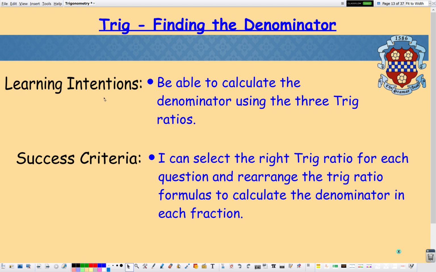Okay, so we're going to look now at finding the denominator using trig. Every time we've found a side up to now, it has been on the top of the ratio, the top number, so it's been relatively easy to find that number. But now we're going to look at what happens when the missing side is on the denominator of the ratio. So let's have a look at this.